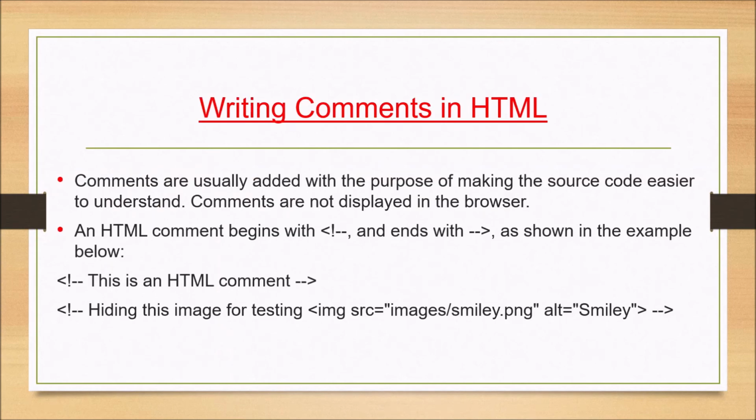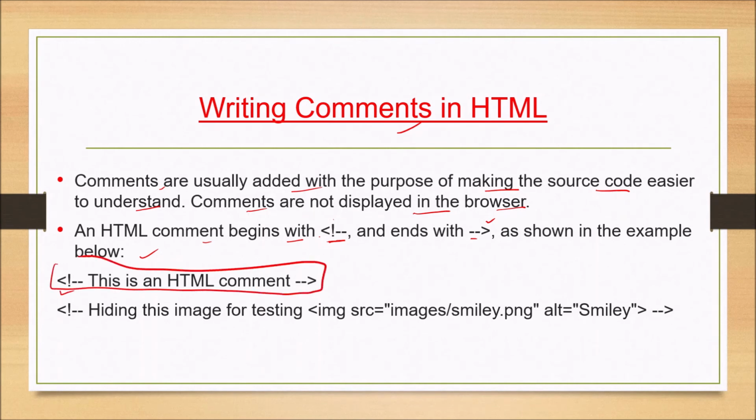So let's have a look on writing comments in HTML. Comments are usually added with the purpose of making the source code easier to understand. Comments are not displayed in the browser. So in HTML, comments begin with angular bracket and then exclamation sign and then two hyphens and end with two hyphens and then followed by closing angular bracket as shown in the example. So you can see this example. This is an example of a HTML comment. So we are using this sign to show HTML comment.